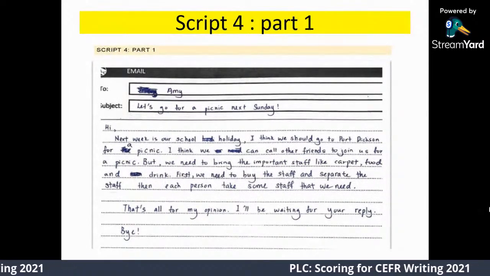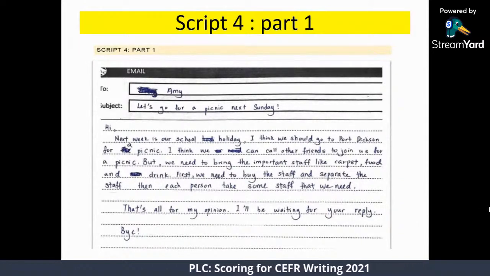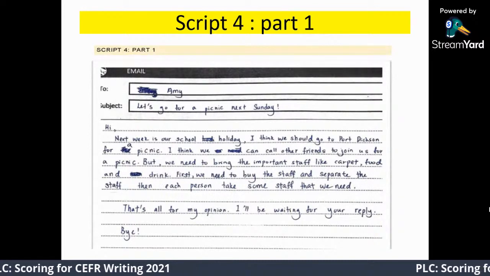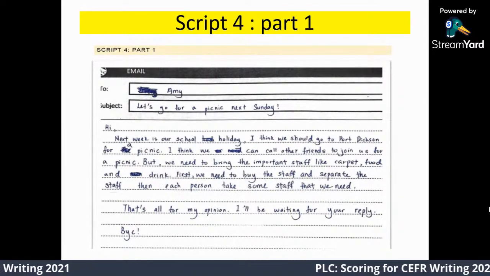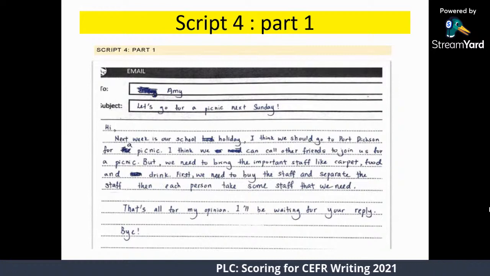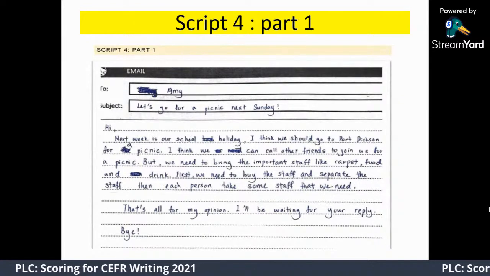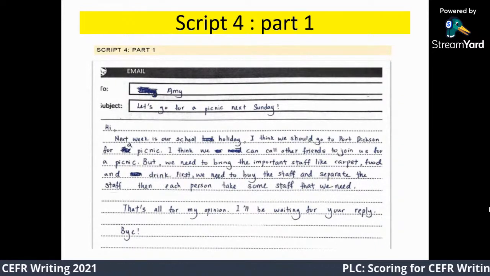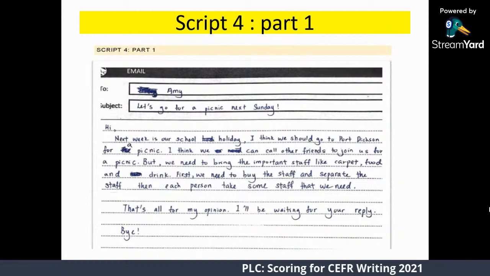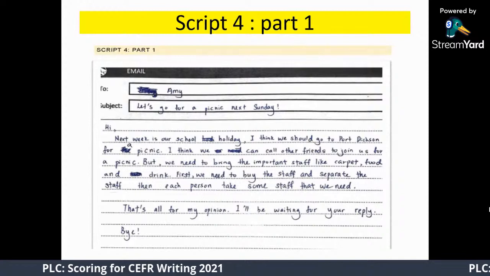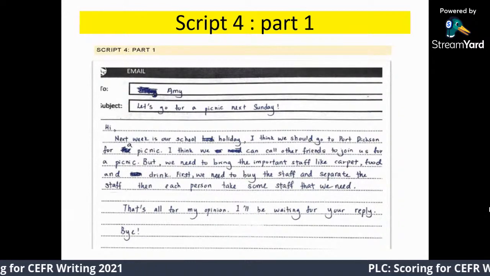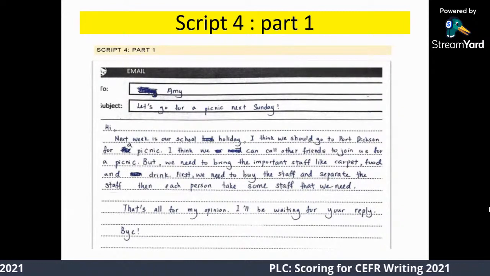Next, communicative achievement. The Lembaga gave a 3 because the format and tone is appropriate, but sometimes it's a bit hanging. Okay, first we need to buy the stuff, but you don't actually have to talk about that. You can just say we can bring items like, okay, first, second, third. But again, the notion of buying is unnecessary. Next, organization. There were things like but, first, then.